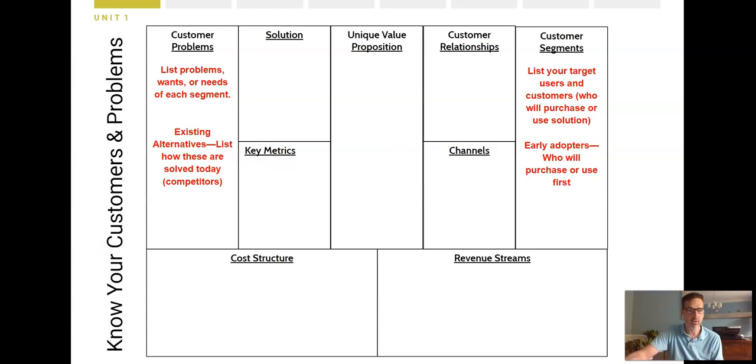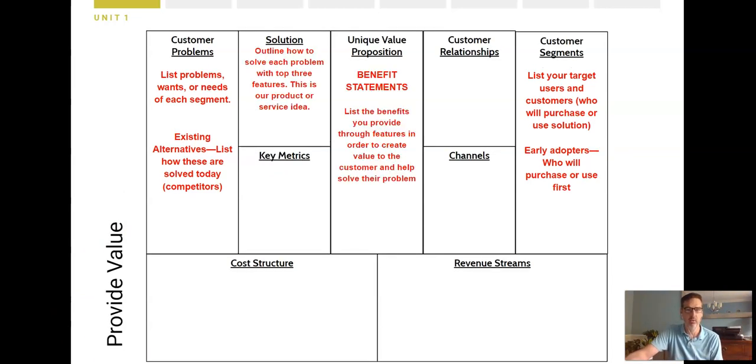All right, moving on. Once we identify those 2 things, we start talking to the customer. Then we build the solution, outlining how we're going to solve each problem with the top 3 features. This is our product or service idea. We go back and talk to the customer who identified this as a problem, and that customer helps us build the solution. Once we build that solution, we list the top features here.